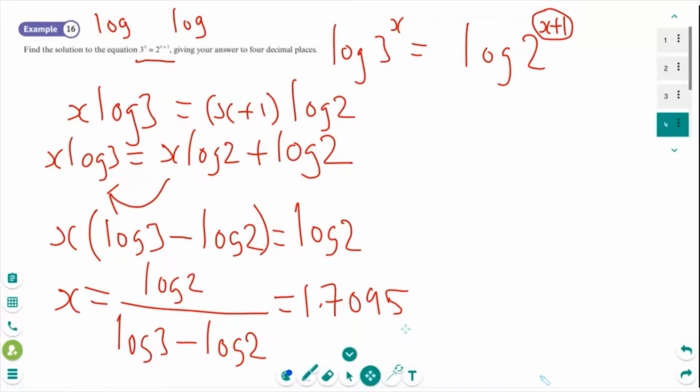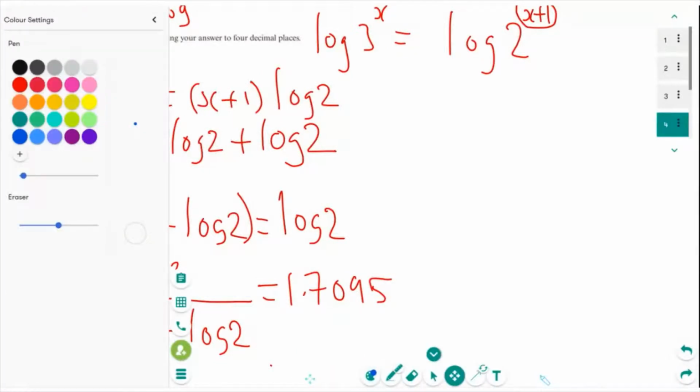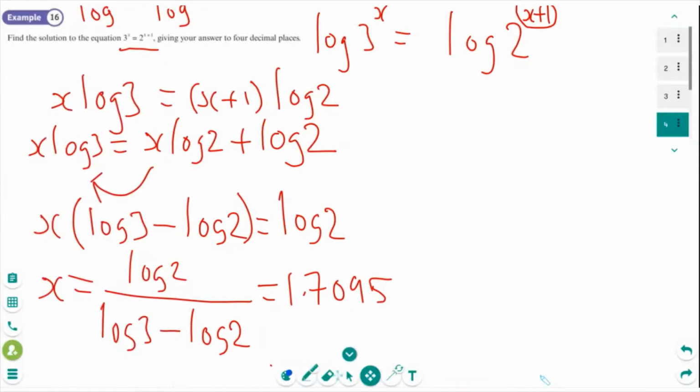Okay. The other method, let's see. Okay, other method. Okay, so what you can do, 3 to the x equals, separate 2 to the x plus 1 as 2 to the x multiplied by 2. Okay, so remember, you add the powers. This is like x to the 1. Okay, I can divide now, so I can say 3 to the x over 2 to the x equals 2.